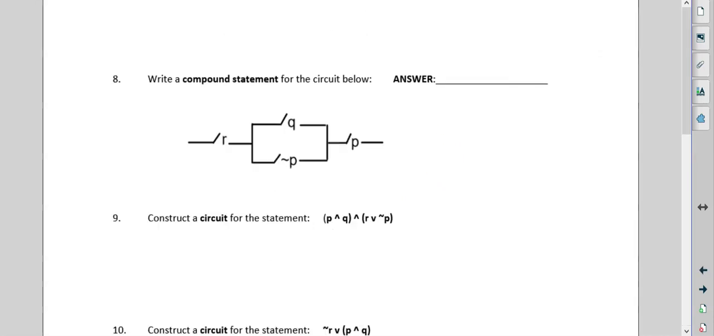All right. Same thing here. A little more complicated. So we have an or here. Remember, this letter R connected to the box is an and, and this is an and here. So we start off with R on its own. Then we have and. We have an or statement of Q or not P, and P.